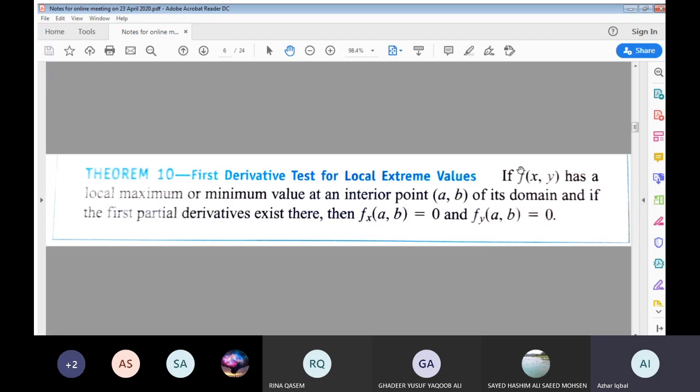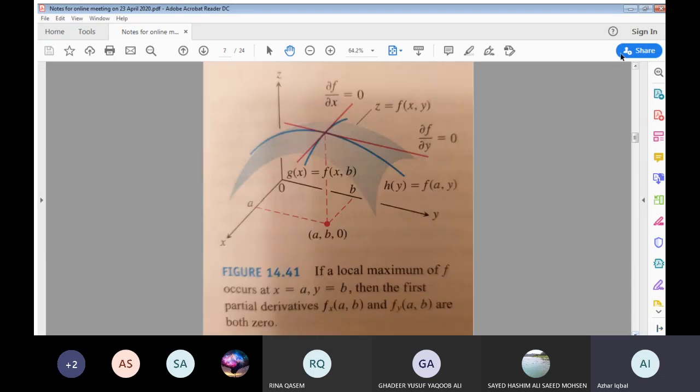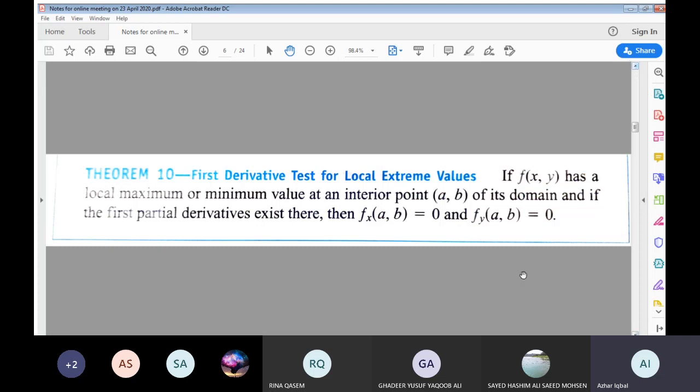So if you have a function of two variables f(x,y), and it has a local maximum or minimum value at an interior point (a,b) of its domain, and if the first partial derivatives exist there, then both of them vanish. So okay, let's see what this statement, Theorem 10, means geometrically.